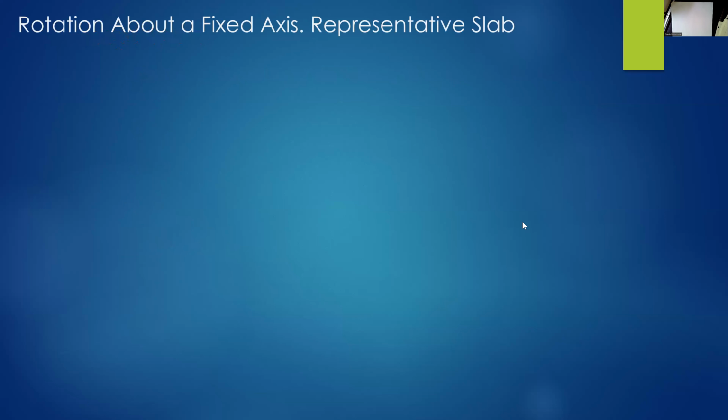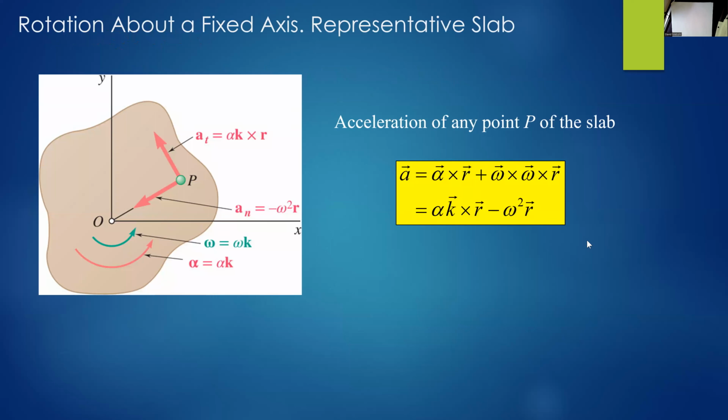So then if we look at another example, this is taking the same idea, only now we're looking at the acceleration. Acceleration gets a little more complicated because, as you remember, we have both tangential and normal acceleration. The tangential acceleration is simply taking alpha, which is the angular acceleration in radians per second squared, and crossing that with the distance. And then we also have the normal, which we define in the scalar version as negative omega squared r.